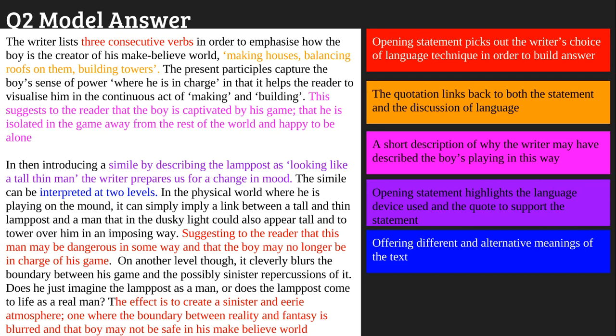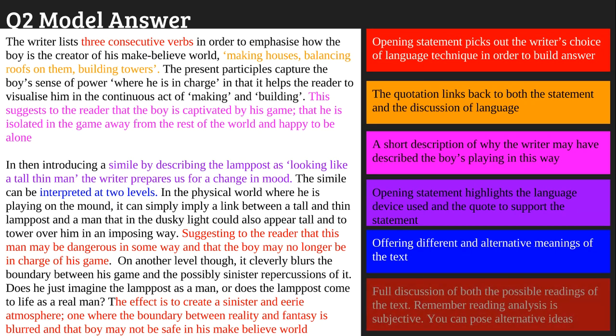In the physical world where he is playing on the mound, it can simply imply a link between a tall lamppost and a man in the dusky light who could also appear tall and tower over him in an imposing way, suggesting to the reader this man may be dangerous in some way, and the boy may no longer be in charge of his game because the man, taller and towering over an adult, has now entered the world and might try and take control. On another level, though, it cleverly blurs the boundary between his game and the possible sinister repercussions of it. Does he just imagine the lamppost as a man, or does the lamppost come to life as a real man? The effect is to create a sinister and eerie atmosphere, one where the boundary between reality and fantasy is blurred, and the boy may not be safe in his make-believe world.